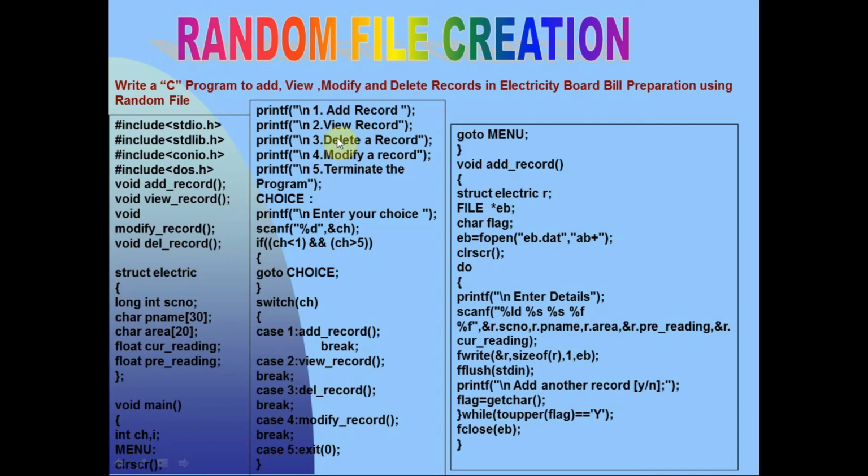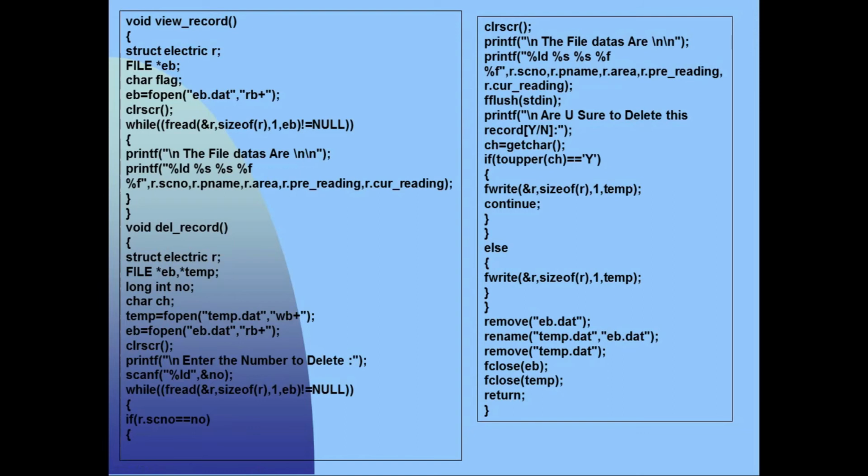If you choose number 2, it means view records, that is, call case 2, view records. First of all, rb plus, which is read binary mode plus. This mode is used to read the data from the eb.dat file.